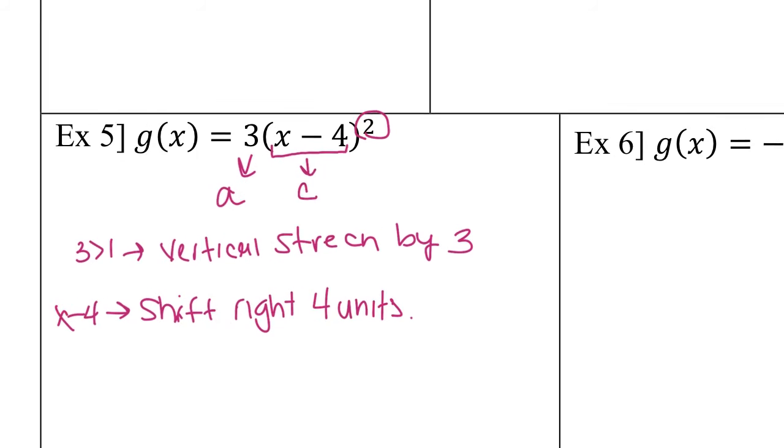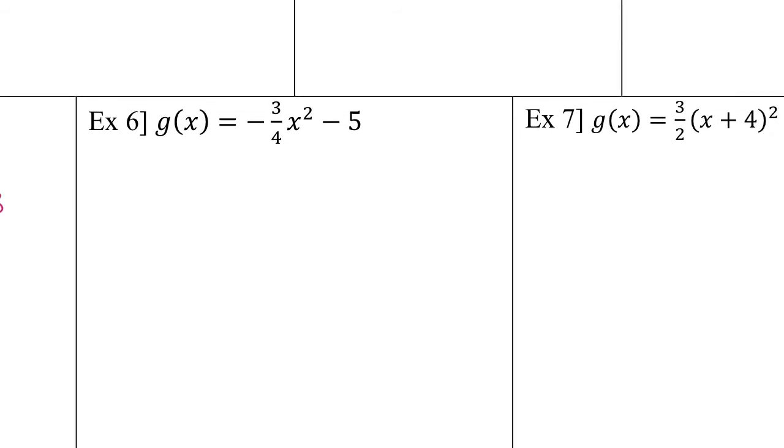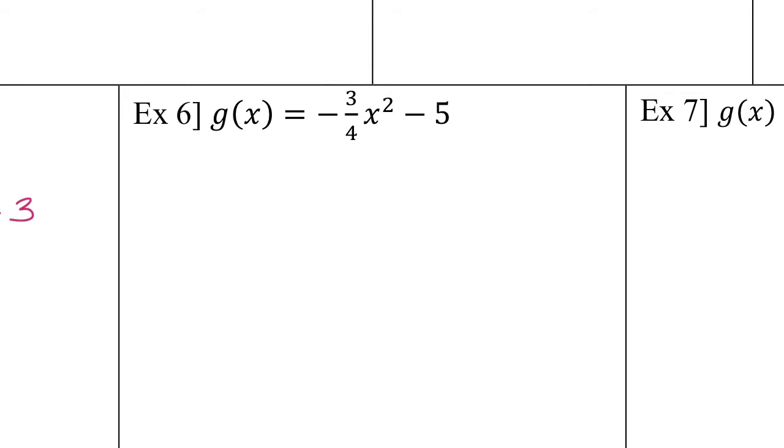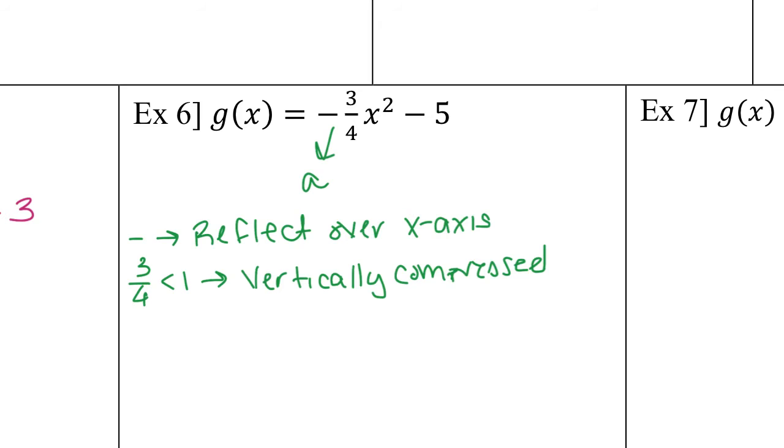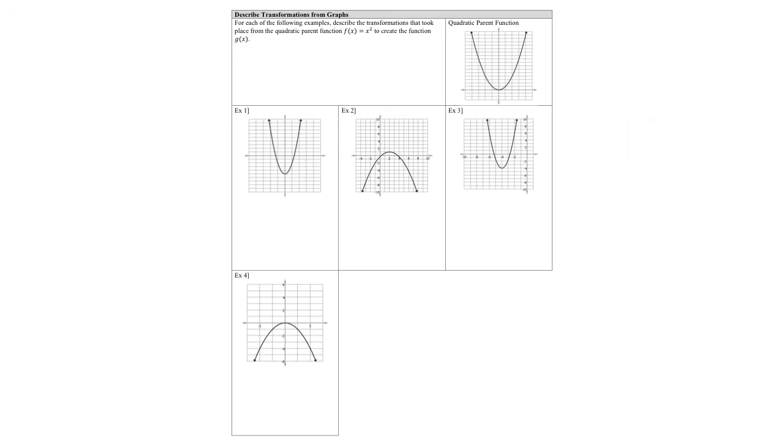2 transformations here as well. G of x, negative 3 over 4 x squared minus 5. So we have a number in the front. This is our a. Now again, it's negative and there's a number, so there's 2 things that are happening. So the negative tells us to reflect over the x-axis. The 3 over 4 part, that is less than 1, this tells us that it will be vertically compressed by 3 over 4.